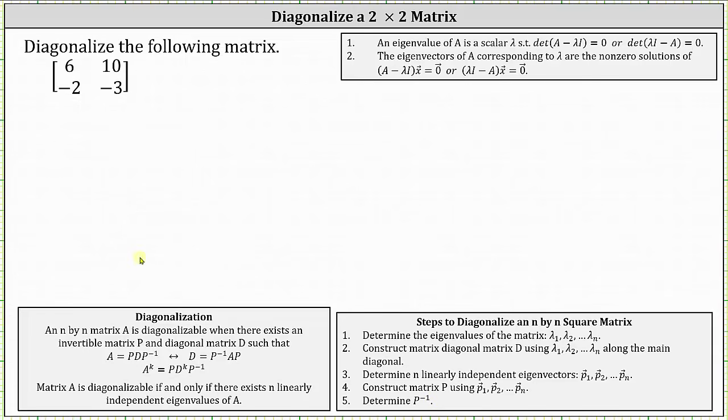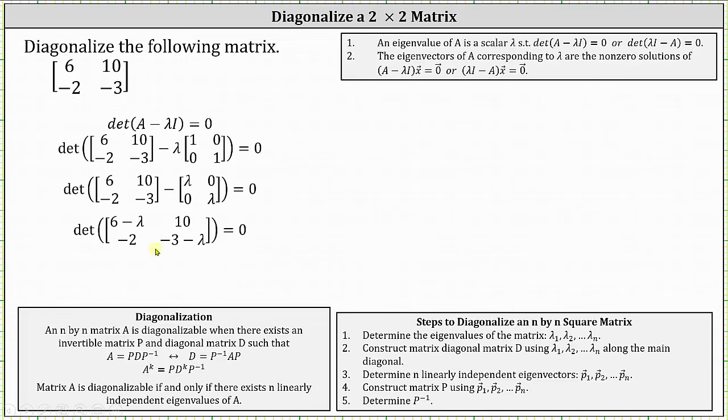So to begin, we need to determine the eigenvalues of the given 2 by 2 matrix by solving the equation, the determinant of the difference of matrix A and the product of lambda and the identity matrix equals 0. So I've already set this up below. We have the determinant of the difference of matrix A and lambda times the identity matrix equals 0. Simplifying inside the parentheses, we have the matrix where the first entry is 6 minus lambda, the second entry is 10, in row 2 we have negative 2, and then negative 3 minus lambda. Now we find the determinant, set it equal to 0, and solve.